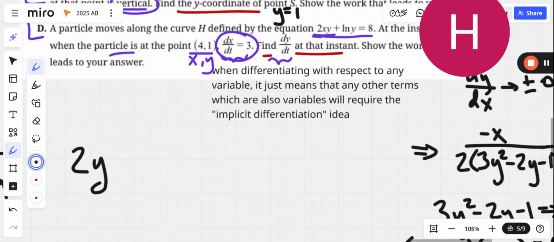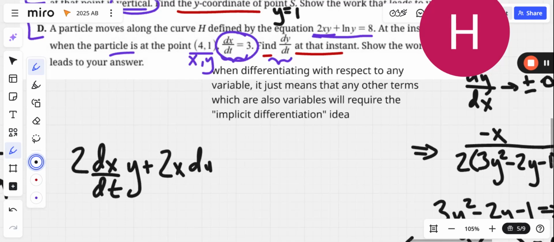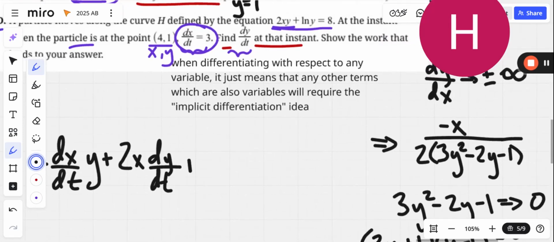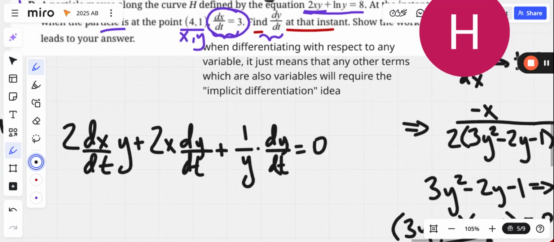So we're going to have 2 dx dt times y plus 2x dy dt, see how that works? Both with respect to time, plus the derivative of ln is usually just 1 over y, but now it's going to be 1 over y dy dt. And that equals 0. Okay?